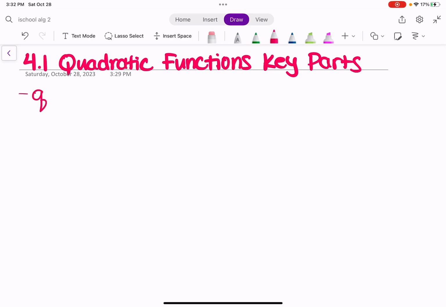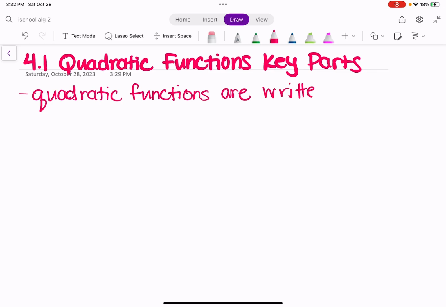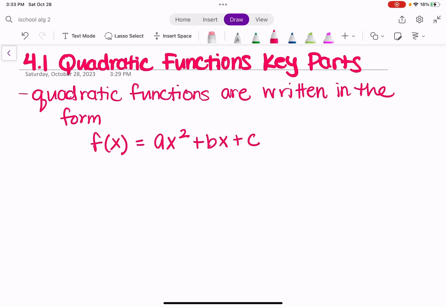So quadratic functions, make sure you're writing this down. Quadratic functions are written in the form f of x equals ax squared plus bx plus c. So this is like standard form of a quadratic function, right? We should kind of be familiar with this, hopefully, but this is standard form.